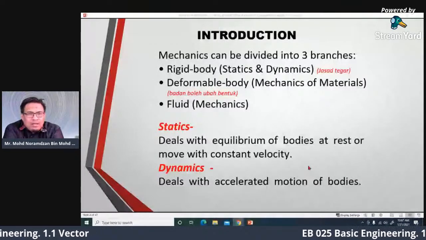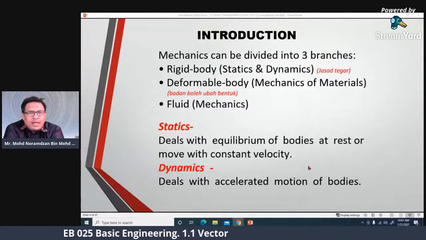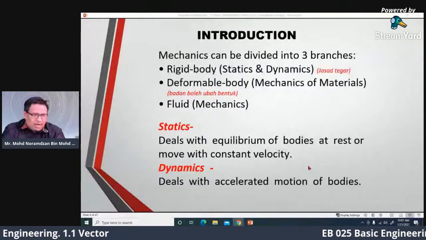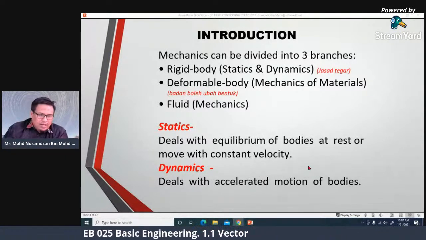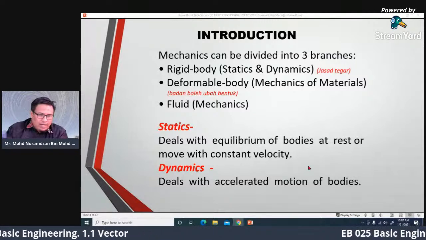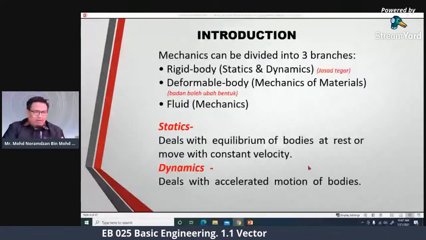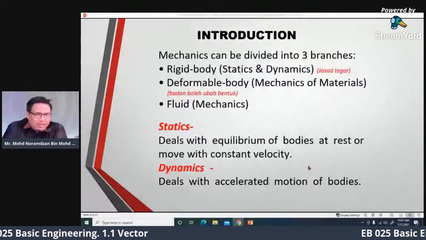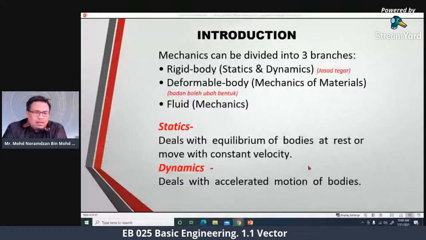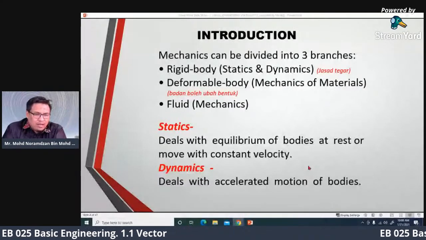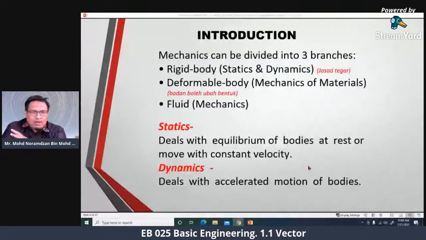Second, deformable body, mechanics of materials. Badan boleh ubah bentuk in Malay. If we crush a sponge, or if we crush this handphone and the handphone breaks down, that means it is a deformable body. We can change the physical shape of the object. Third, fluid. Fluid means cecair in Malay. Like a river, the river flows, we call it fluid.